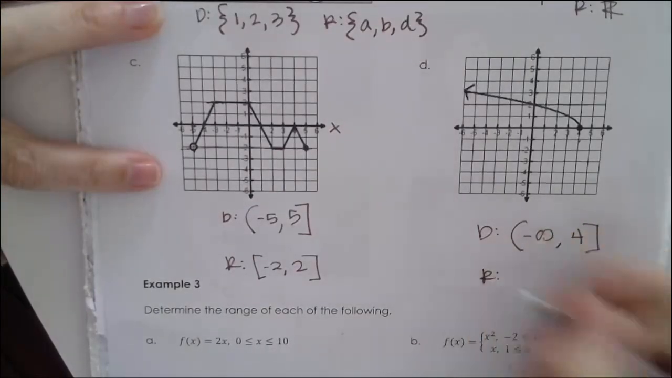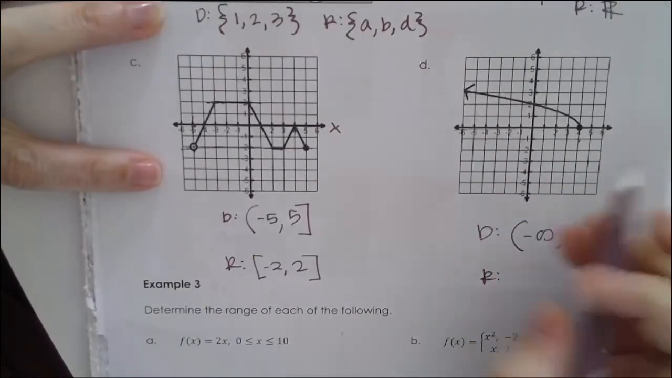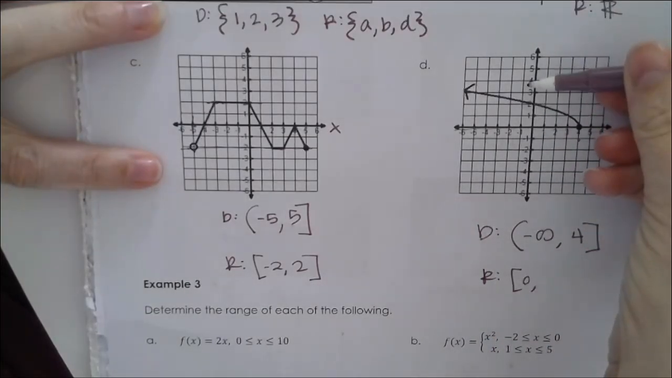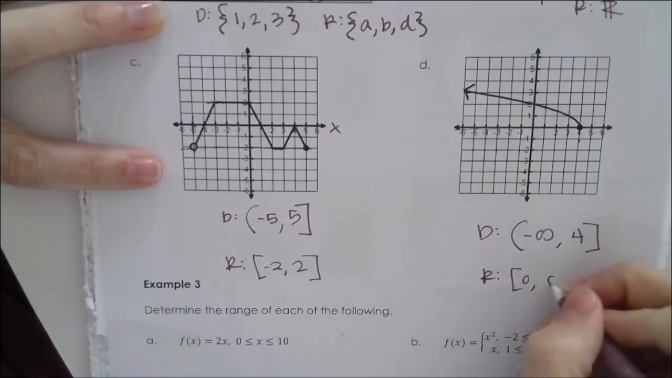Range, bottom, the lowest it goes is 0, hard bracket because a closed dot. And then the top, it doesn't have a top. It's going to keep going up forever. So we do infinity.